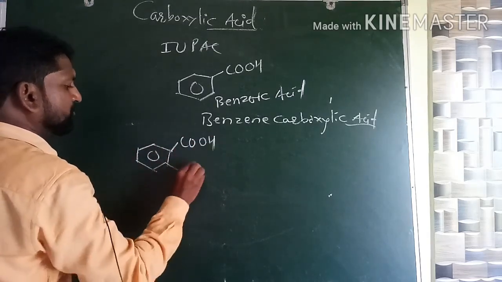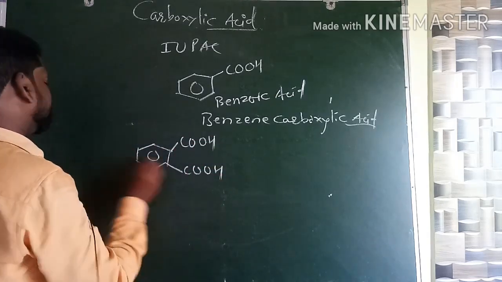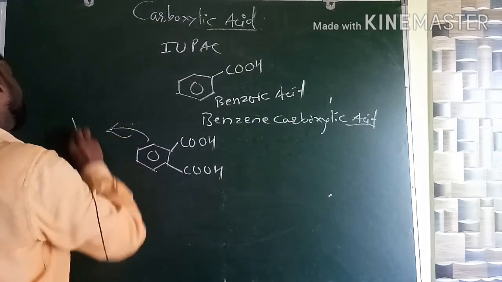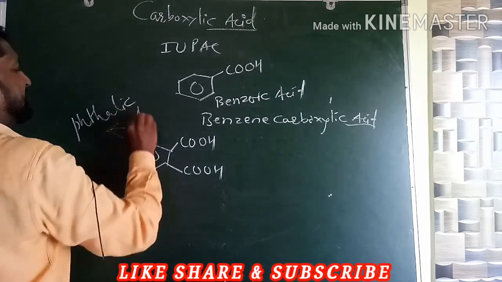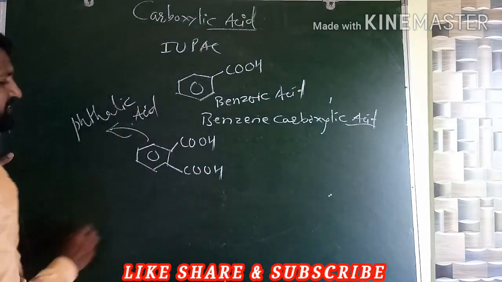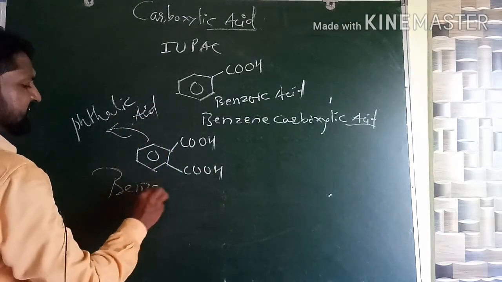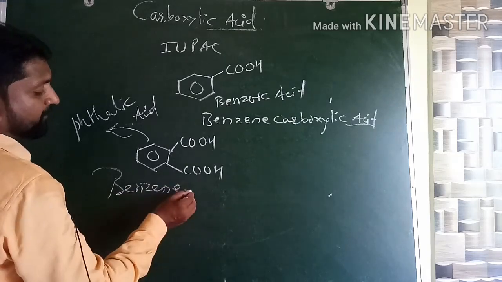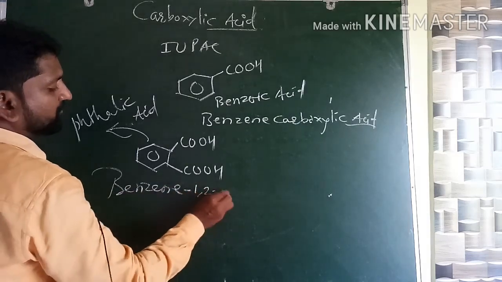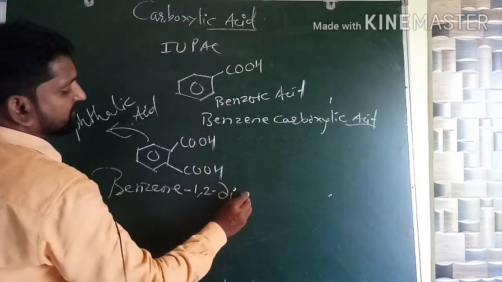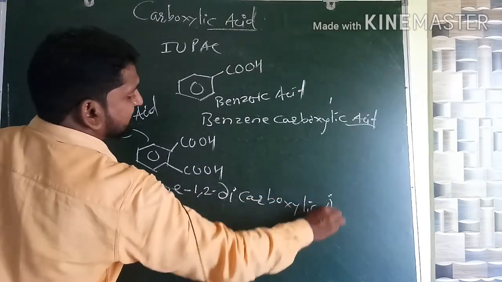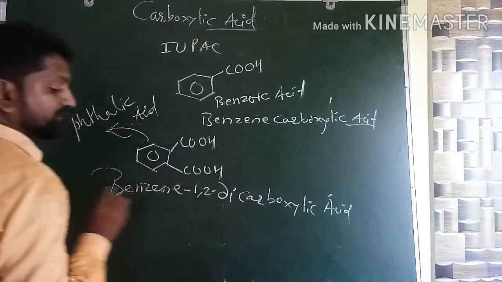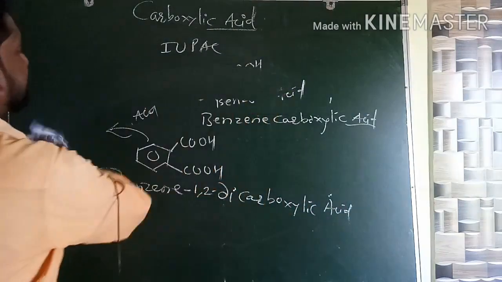Next example, okay. COOH, COOH. What is the common name? Phthalic acid. Do not forget. What is the IUPAC name? Benzene-1,2-dicarboxylic acid. Remember? Okay, so be clear.